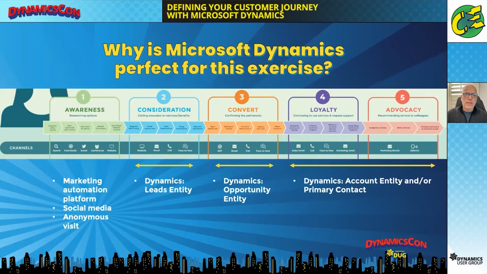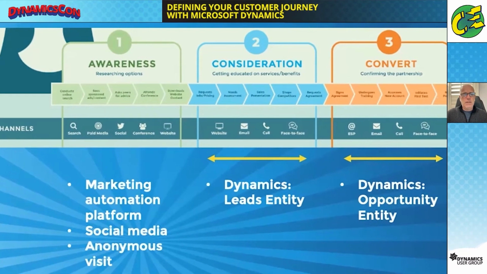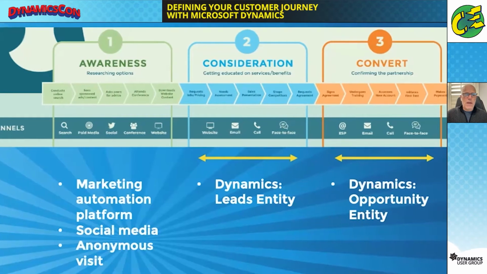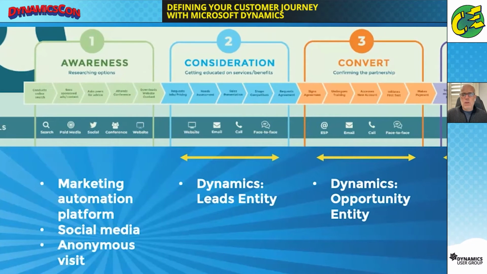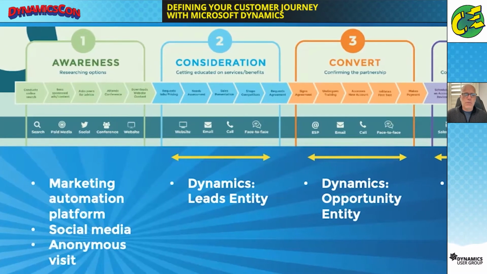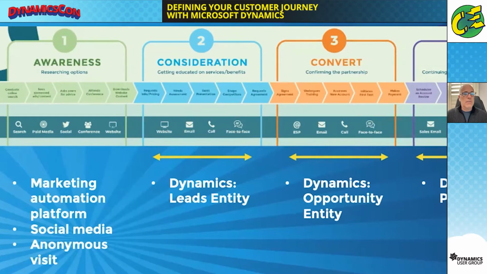So when we look at all these 5 phases, awareness, consideration, convert, loyalty, and advocacy. In the first phase, awareness, Dynamics doesn't necessarily have a big play here. What's happening is people are out there researching, trying to get information. It's going to be more along the lines of your website, your promotional materials, any sort of advertising you're doing out there to try and get someone's attention.